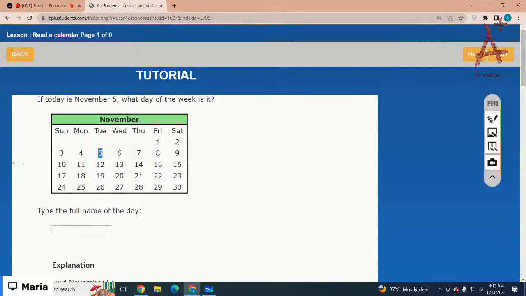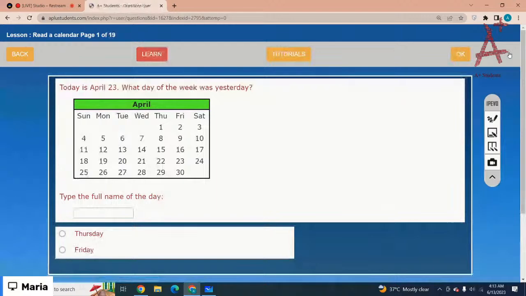This one. You have to see what day it is. So just look at the top, the first row. You can see it would be Tuesday. Got it? That means on November 5th it would be Tuesday. Let's just start with the test questions.